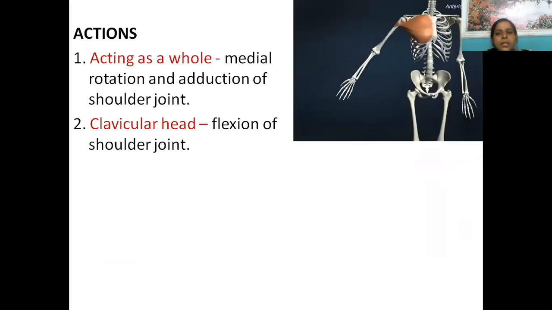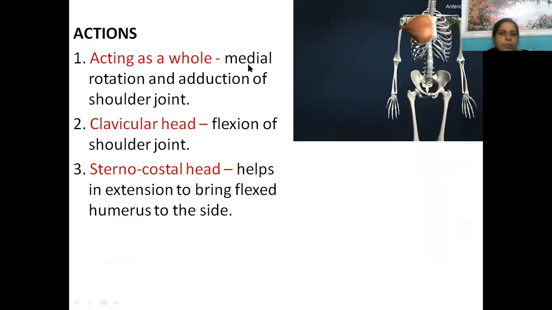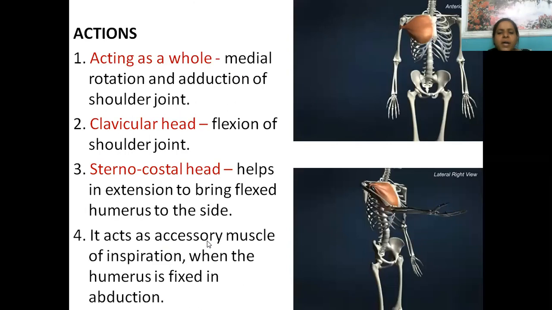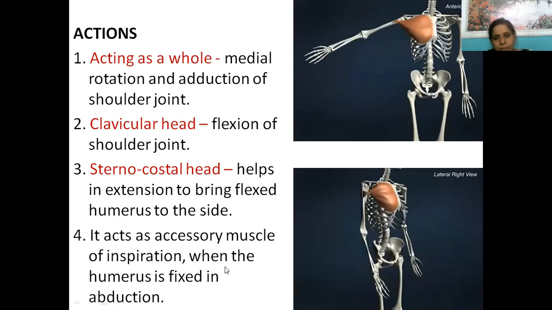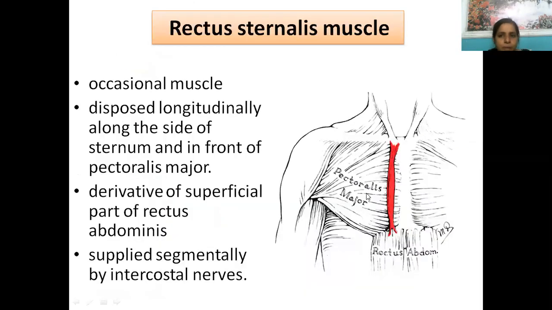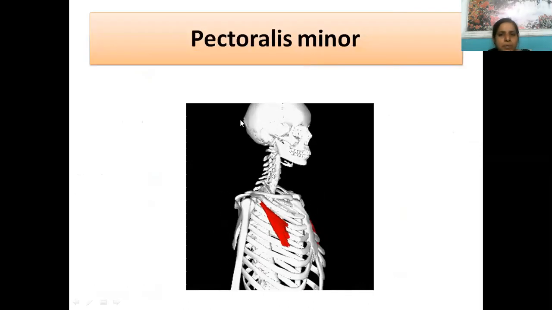Okay. So what does this do? Acting as a whole, it does medial rotation and adduction of the shoulder joint, which you can see here. Clavicular head, flexion of the shoulder joint. Sternocostal head helps in extension, to bring the flexed humerus to the side. One or two movements are enough. Then this is an exception muscle, you need not know.